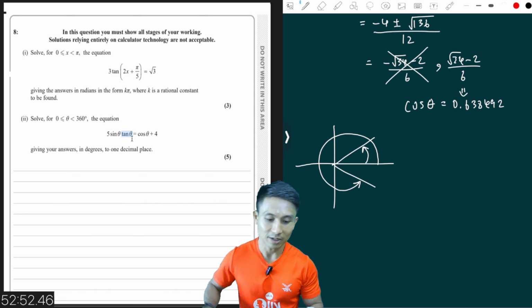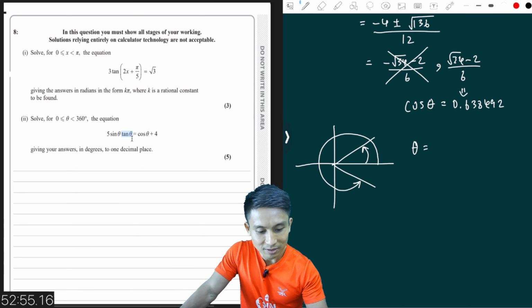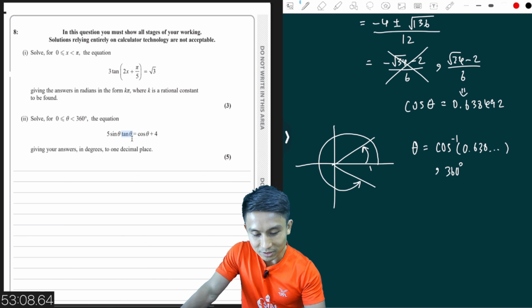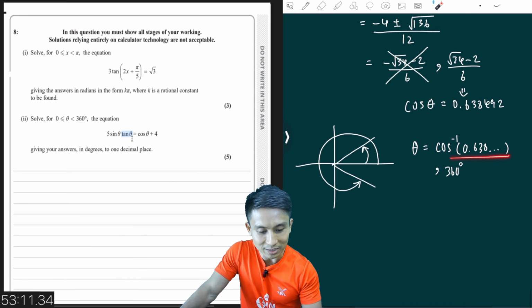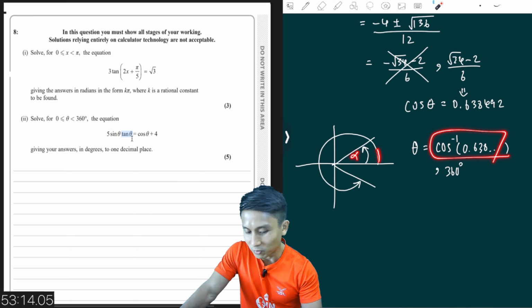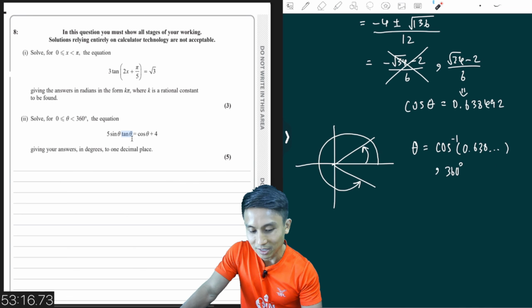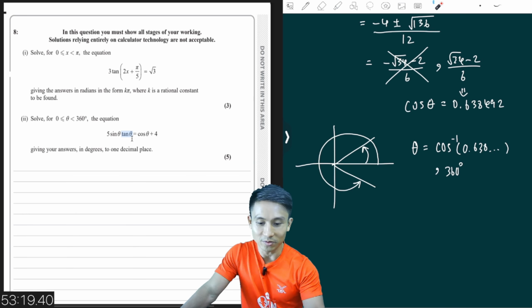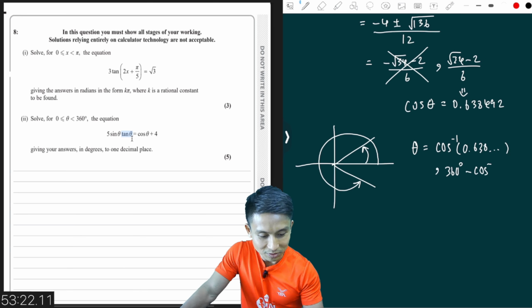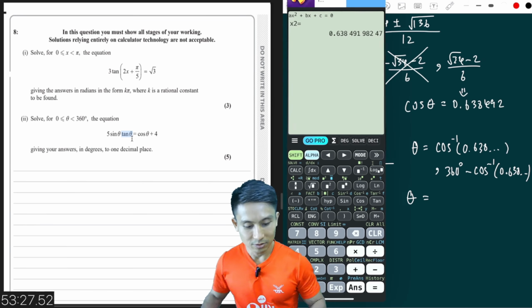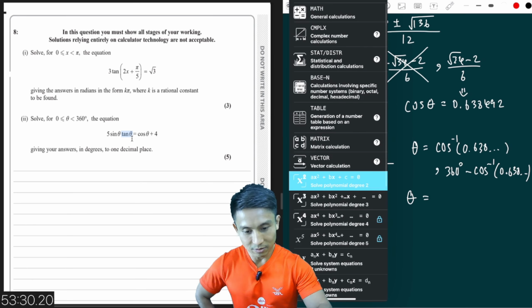Basically, theta is just arc cos of 0.638, and 360. This is also the principal angle. So the principal angle is basically this. But when you sweep to the other one here, it is basically 360 minus that principal angle. All right, so I'm just going to do 360 minus arc cos of that. Right, like that.